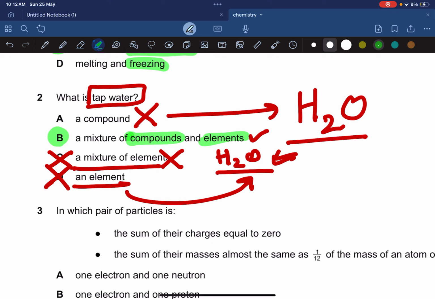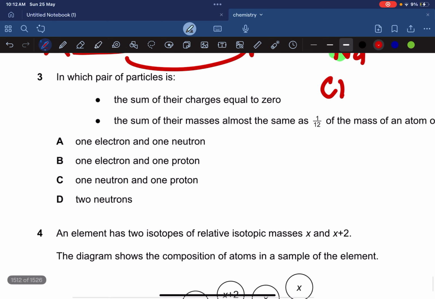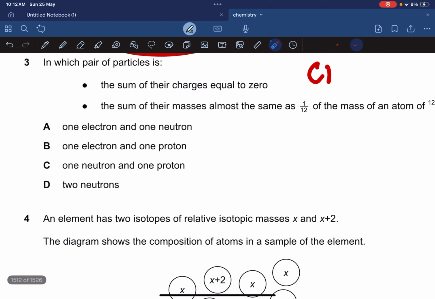Different elements can be in it, like you have dissolved oxygen in tap water, O2, and different substances, they can be elements. And compounds, you clearly have H2O, that's a compound. You can have ions in it as well, like sodium ions, like chloride ions. Sometimes you have fluorine in tap water, so you have fluoride ions as well, so there can be elements in it as well. Okay, moving on to question 3, which says, in which pair of particles is the sum of their charges equal to 0?